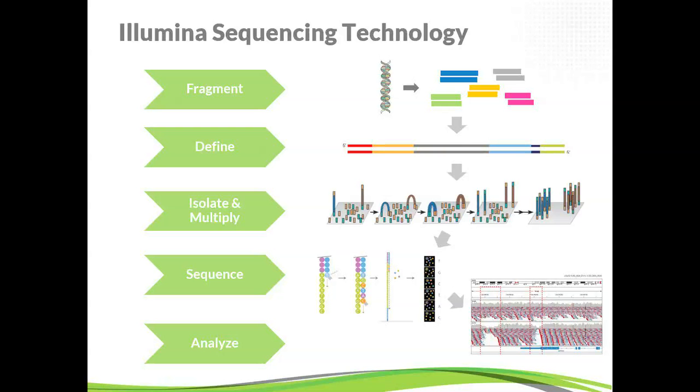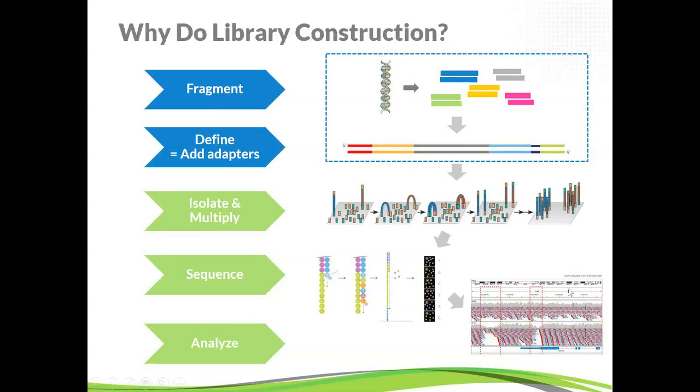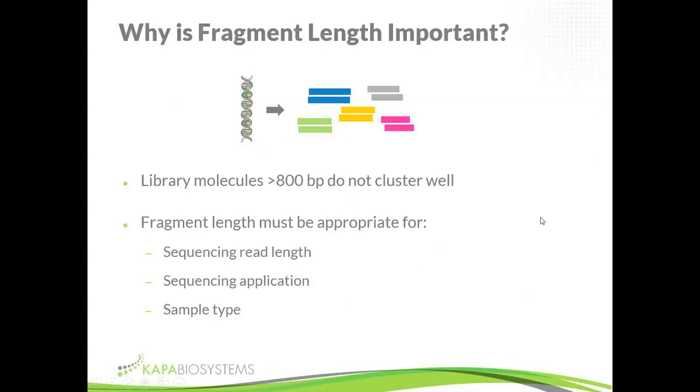And so really, why do we have to do library construction? It's pretty obvious from this process. Because we have to sequence short fragments, and we have to do cluster amplification and sequencing, we need some way of anchoring known sequences to unknown random sequences. We have to do library construction, and library construction really encompasses these two top stages of the process, which is fragmenting the DNA and then defining the molecules by adding adapters. And so let's look a little bit at those two different aspects, fragmentation and then adapter ligation.